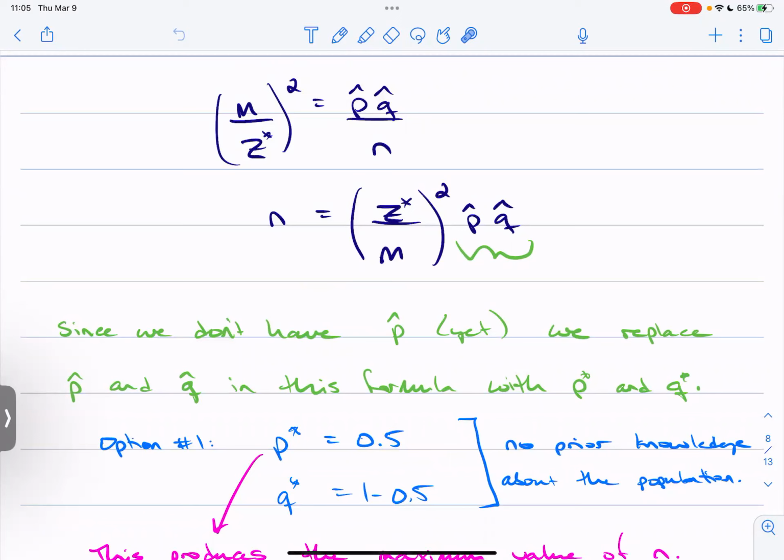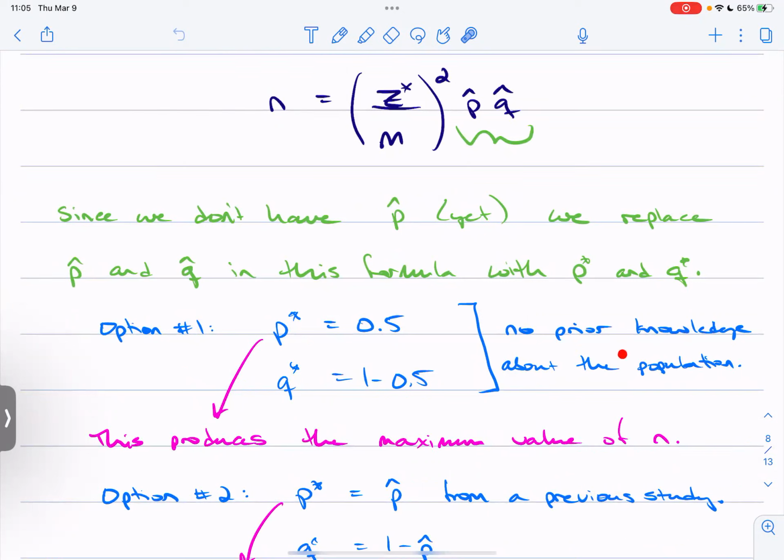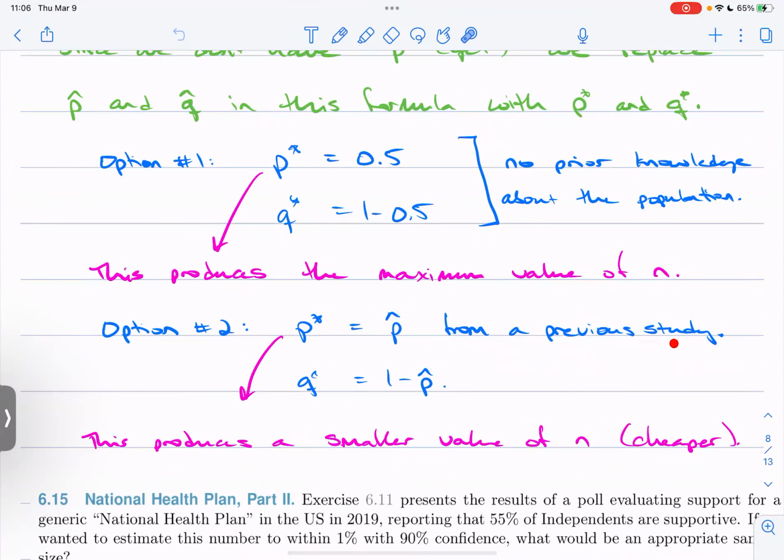Now we have two options for calculating the sample size. If you have no prior knowledge about the population, then you use a 50-50 split. What that's going to do is maximize the n that you would possibly need. That can be very expensive, so it's not always recommended. If you have prior knowledge, from a previous study, say an annual study, and maybe you know it's 0.2 and 0.8, you're going to find a smaller n is produced, which means it's cheaper to run than going in blind with a 50-50 split.